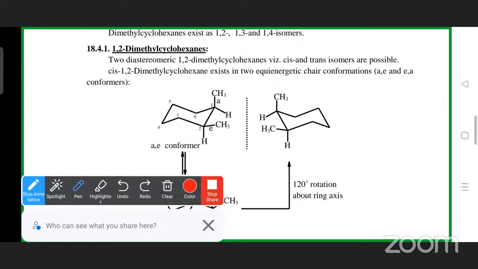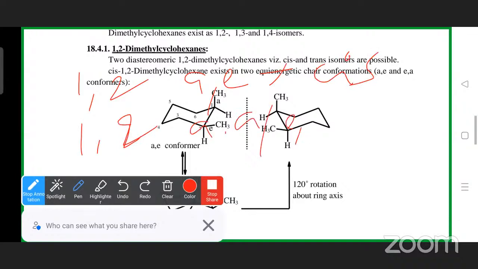Right. So here you see this 1,2, right? 1,2 axial equatorial is a cis here. Okay, 1,2 diaxial or di-equatorial is a trans, right? So axial equatorial is a cis conformer, and 1,2 di-equatorial or the diaxial is a trans conformer.